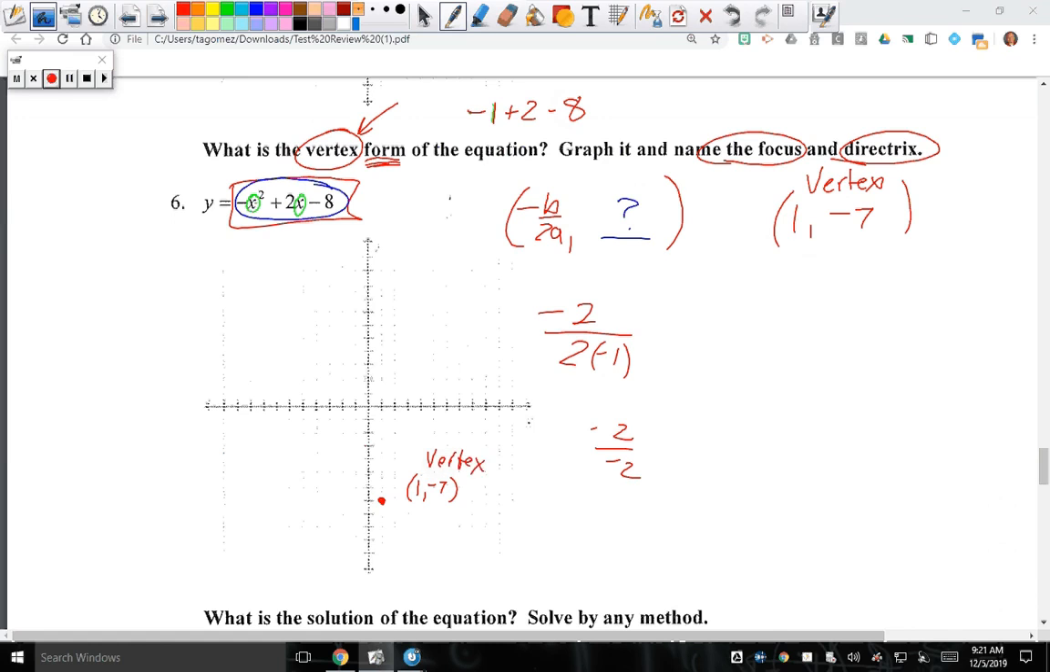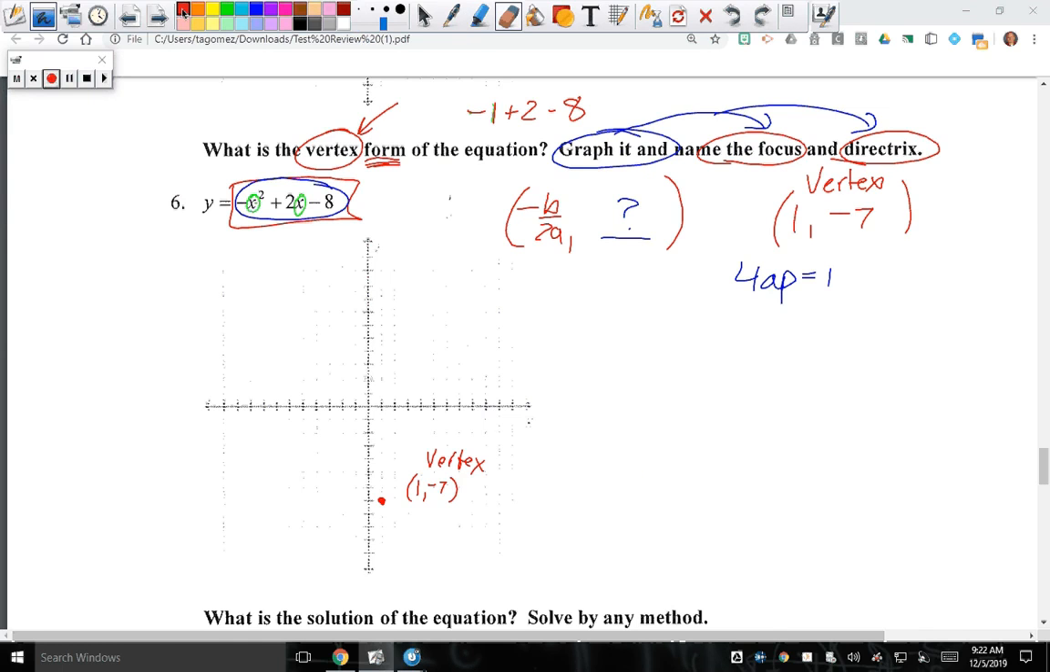Okay? Now, we are also going to graph and name the focus and the directrix. From what I have right now, how could I go ahead and name the focus? What equation do I need to use? 4AP equals 1. My A value, anyone, is what? Negative 1. So I have negative 1 times 4 times P is equal to 1. So negative 4P is 1, so P is a negative 1/4.